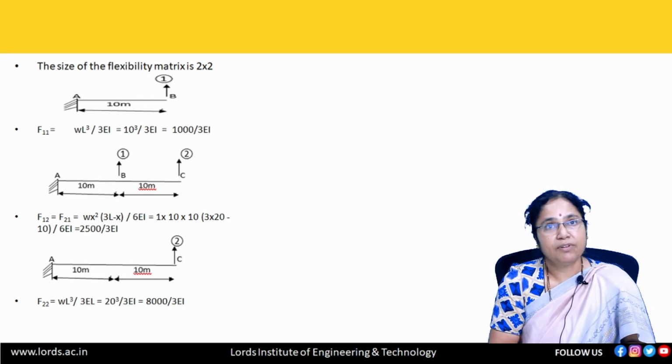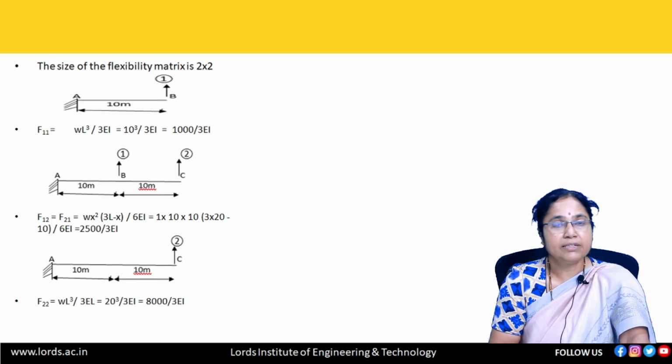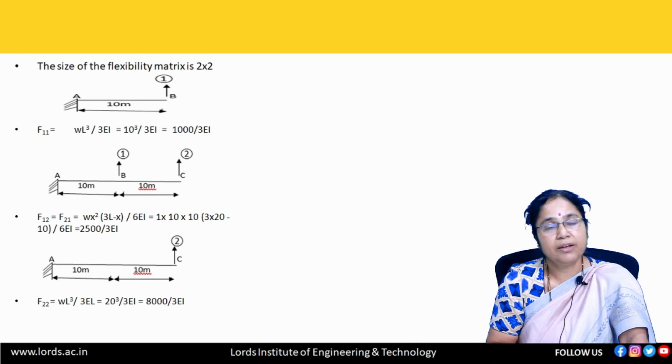So coming to coordinate 1, F11. Now we try to compute F11. F11 is the displacement at coordinate 1 due to the load at coordinate 1. So the formula will be WL cube by 3EI. This is nothing but a cantilever beam having a unit load at the extreme end, and the formula for finding out the deflection is WL cube by 3EI. So F11 equals WL cube by 3EI, that is nothing but 1000 by 3EI.